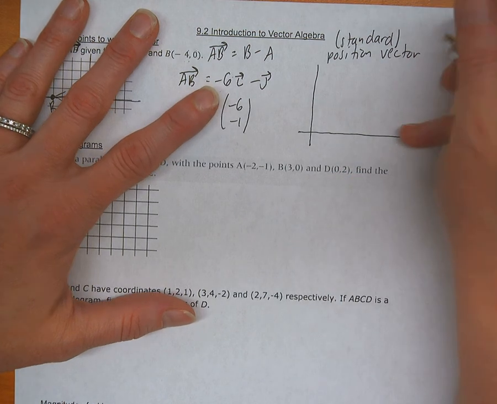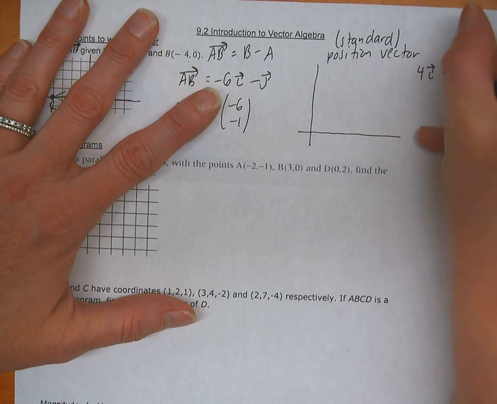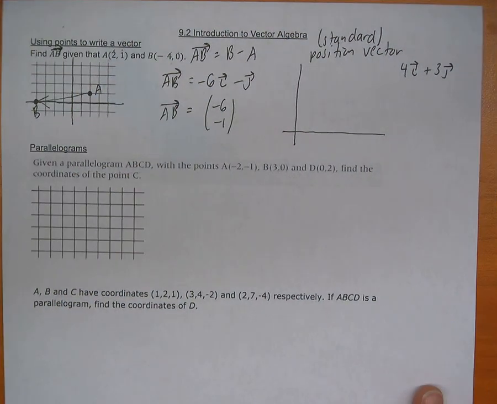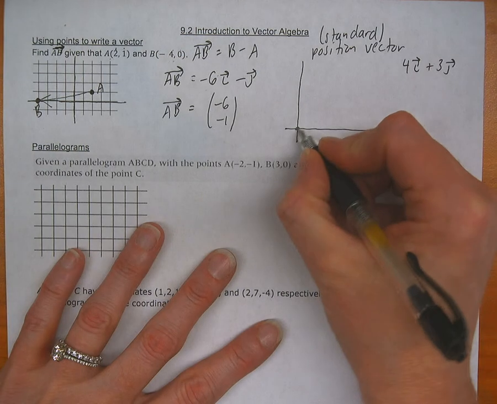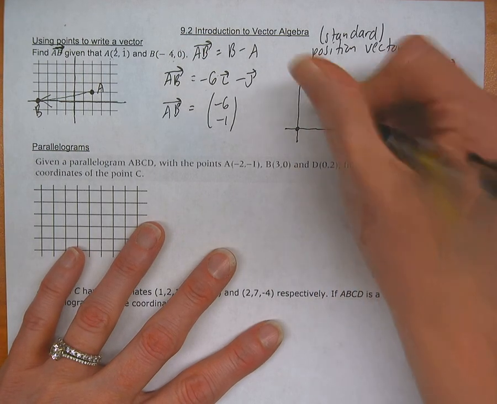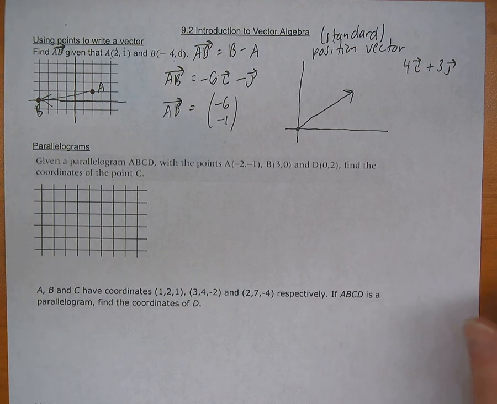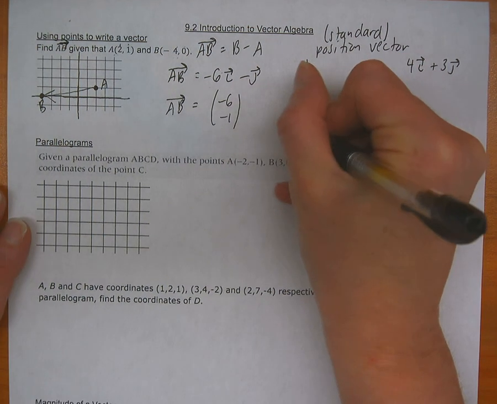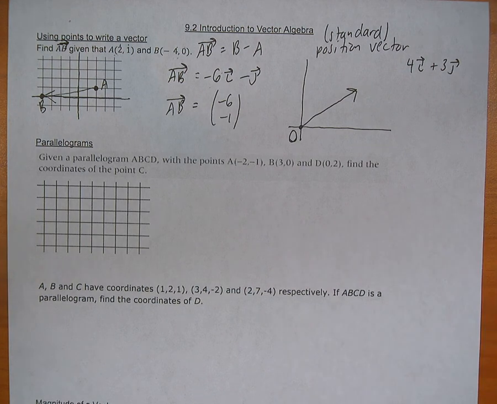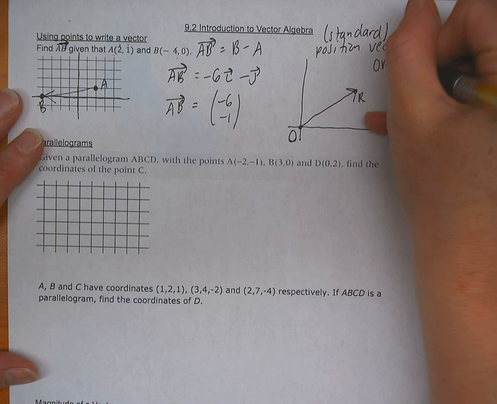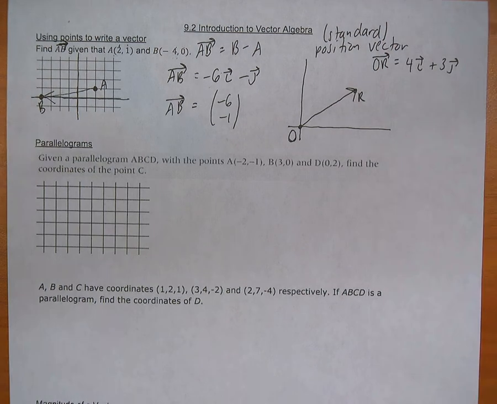So let's say I had a vector 4i plus 3j, and they wanted me to put that in as a position vector. So I would start at 0, 0, go over 4 and up 3. I'll just guesstimate what that would be here. So this would be a vector in standard position. We typically use O as the origin, and let's just come up with some other point for this guy. So let's call it R. So vector OR would be 4i plus 3j.